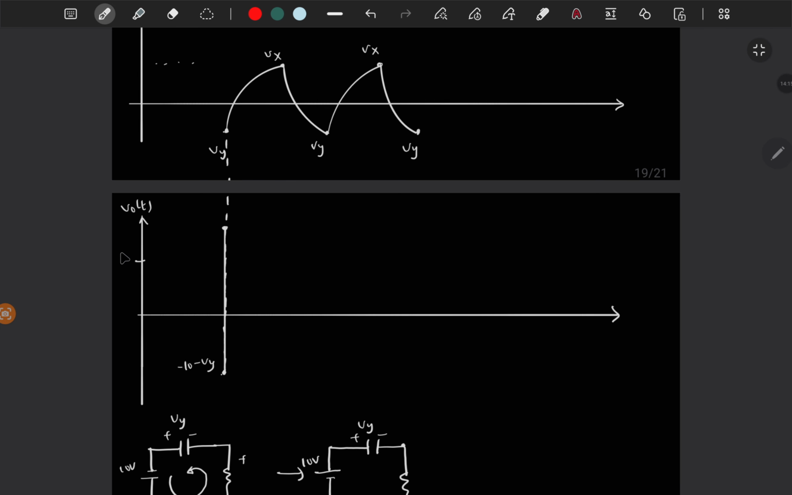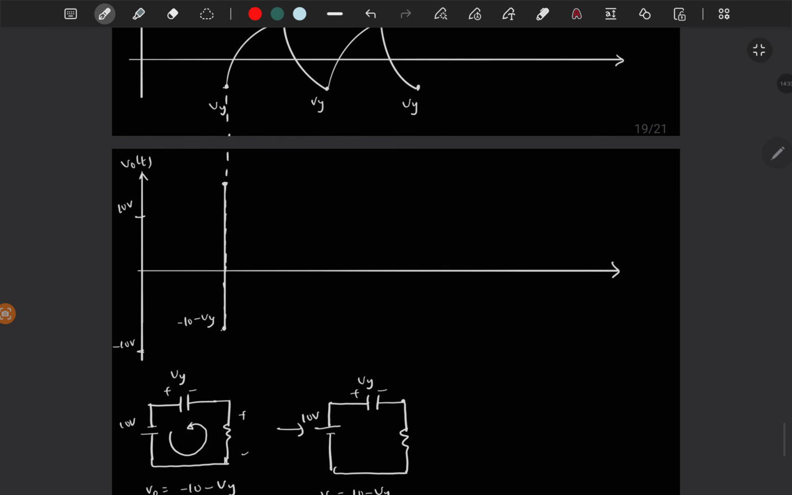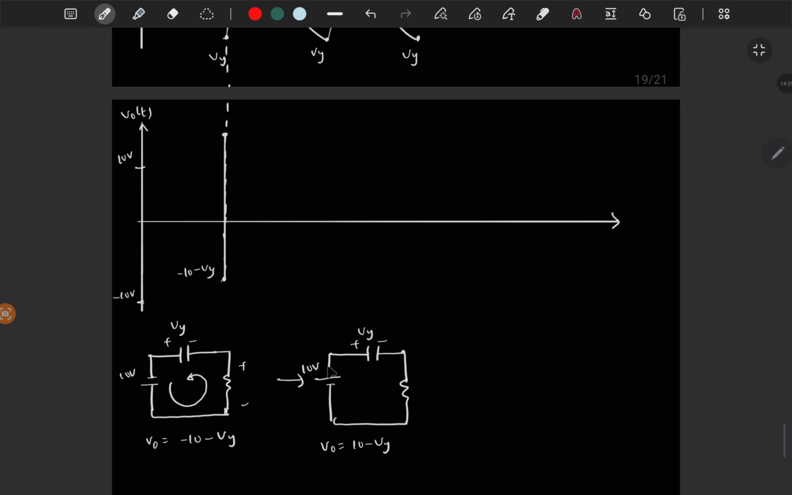So I'm assuming this is plus 10 volt and this is minus 10 volt. So this should be inside this minus 10 and this should be above this plus 10. And then the capacitor voltage starts increasing, and since the input is constant at plus 10 and this starts increasing from Vy to Vx, so this value starts increasing, then this node voltage is V in minus V cap, right? Capacitor voltage. So since this is increasing, this node voltage starts decreasing.